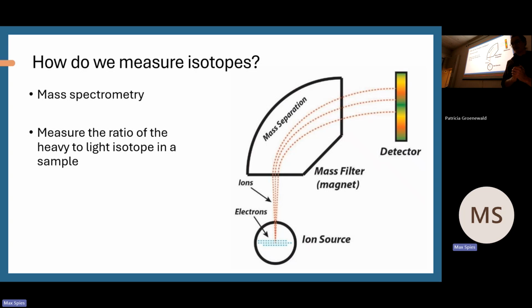So this is a little diagram of a mass spectrometer with an ion source at the bottom. It can't show up on the bright screen. Can you see my mouse? No, I can't see my mouse. Oh no. Okay, I'll just point.